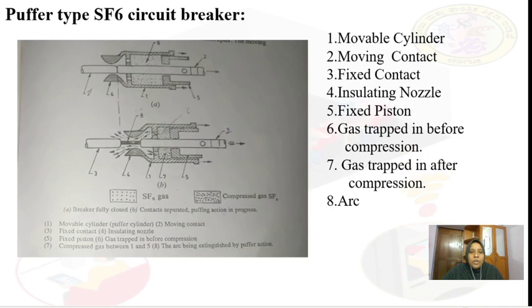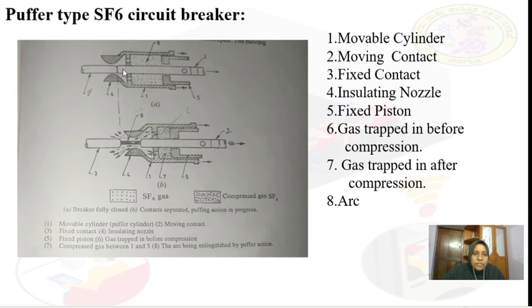This is how your puffer type SF6 circuit breaker looks, and the important parts have been labeled here. We'll try to analyze them. When you look at the figure, this is figure A and this is figure B. In both the figures, when you observe, first, this is called a fixed contact and this is called a moving contact. You can see them in both the figures.